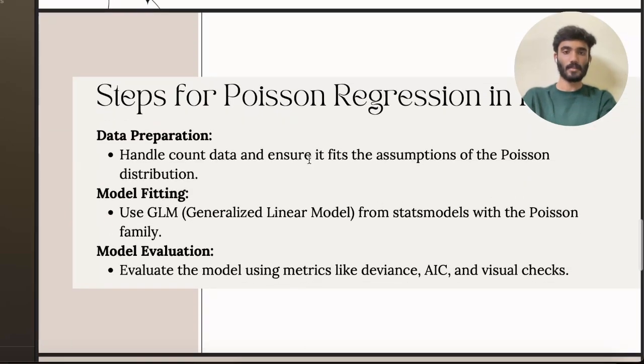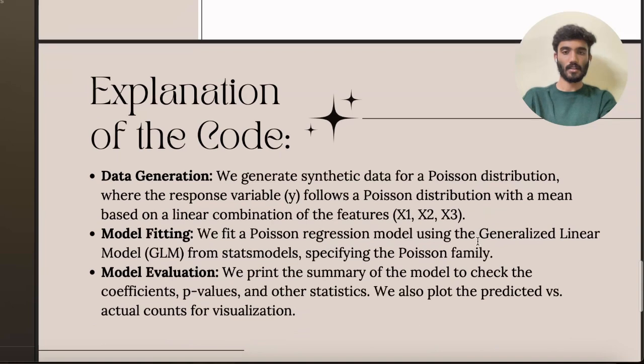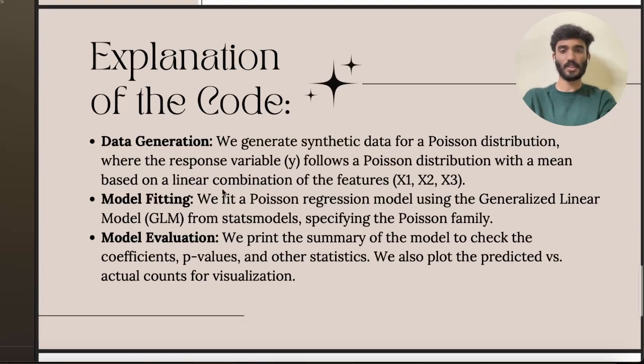Here are the steps for Poisson regression in Python. Data preparation: handle count data and ensure it fits the assumption of the Poisson distribution. Model fitting: use GLM, which is generalized linear models, from statsmodels with the Poisson family. Model evaluation: evaluate the model using metrics like deviance, AIC, and visual checks. Now, explanation of the code.